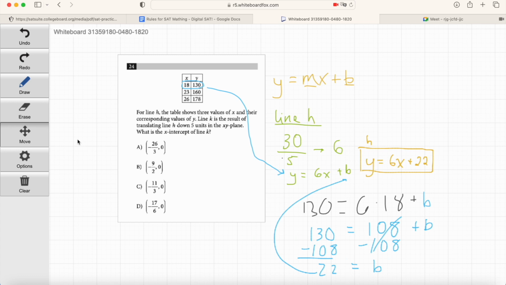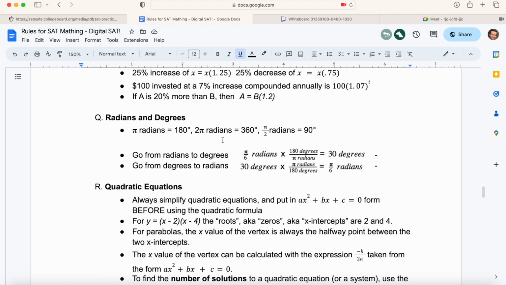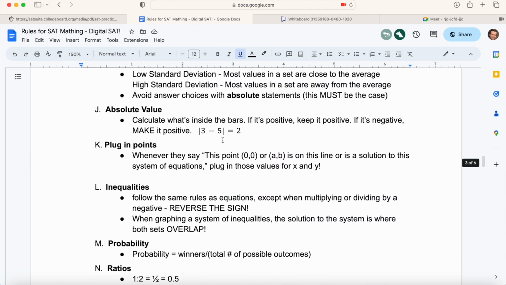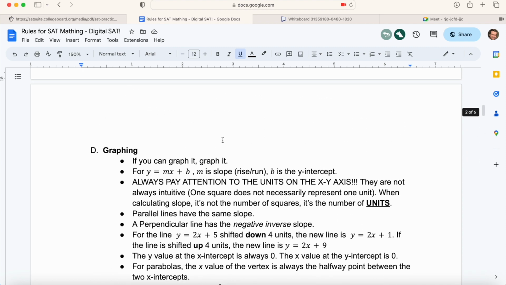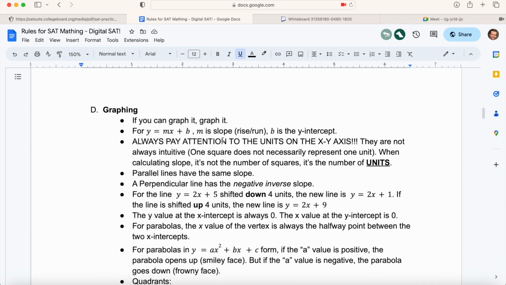Do you know, right now, what the y-intercept of line K is, this new line shifted down 5 units? Just logically? Maybe, maybe not. You can say no if you don't. I want to go to the rules real quick, because I've added this section here. On the digital SAT, I've seen this question on translating lines up and down on the y-axis. I've seen a couple of them. So I want to go to basic concept D.